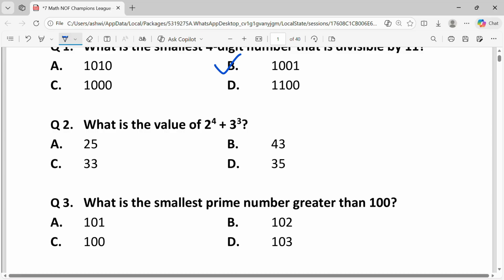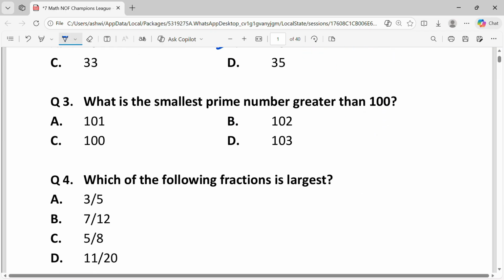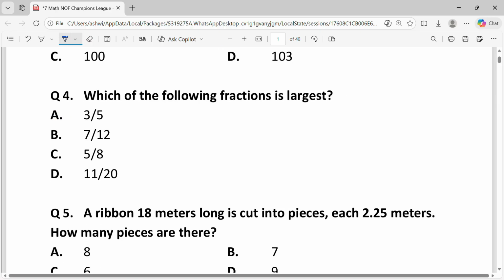Question 2. What is the value of 2 to the power 4 plus 3 to the power 3? 2 to the power 4 is 2 2s are 4, 2 4s are 8, 2 8s are 16. And 3 to the power 3 is 3 3s are 9, 3 9s are 27. Answer is B, 43. Question 3. What is the smallest prime number greater than 100? Answer is 101. A prime number is a natural number greater than 1 that has no positive divisor other than 1 and itself.